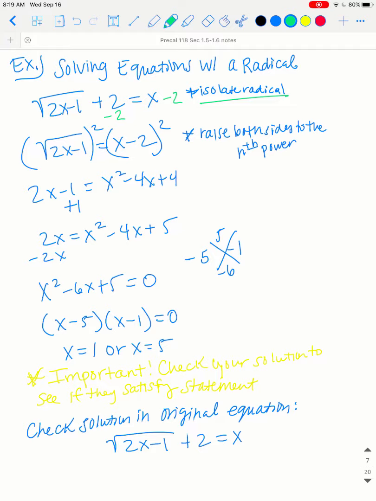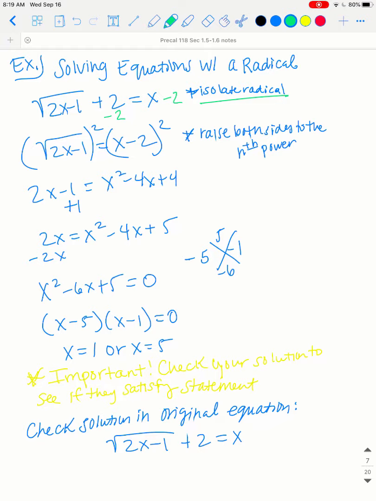So we're going to go ahead and square the whole left side in order to get rid of the square root, and then square the right side. So we raise both sides to the nth power. We're left with 2x minus 1 equals, and then I multiplied out my x minus 2. I got x squared minus 4x plus 4.